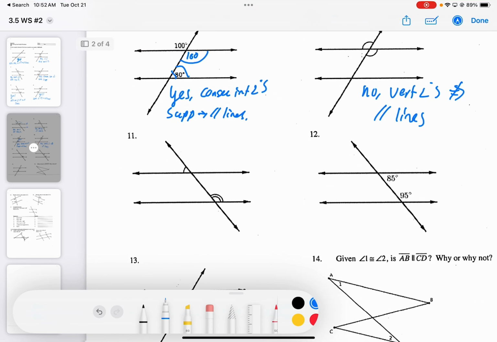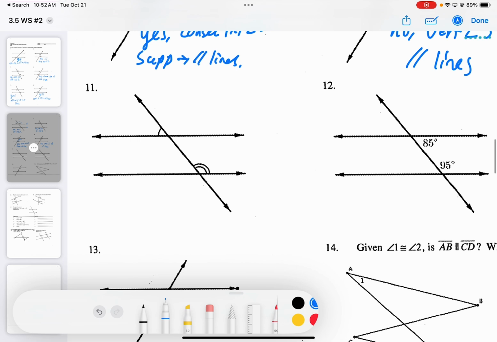All right, Ryan. 11. Did I do 12? No. I did 11. Well, so that was kind of similar to Christian's. I don't know anything about that angle pair, right? Not really. And it also doesn't tell me that those angles are congruent, right? So is there anything I can get from that? So I would say no. I'm just going to say not enough information.